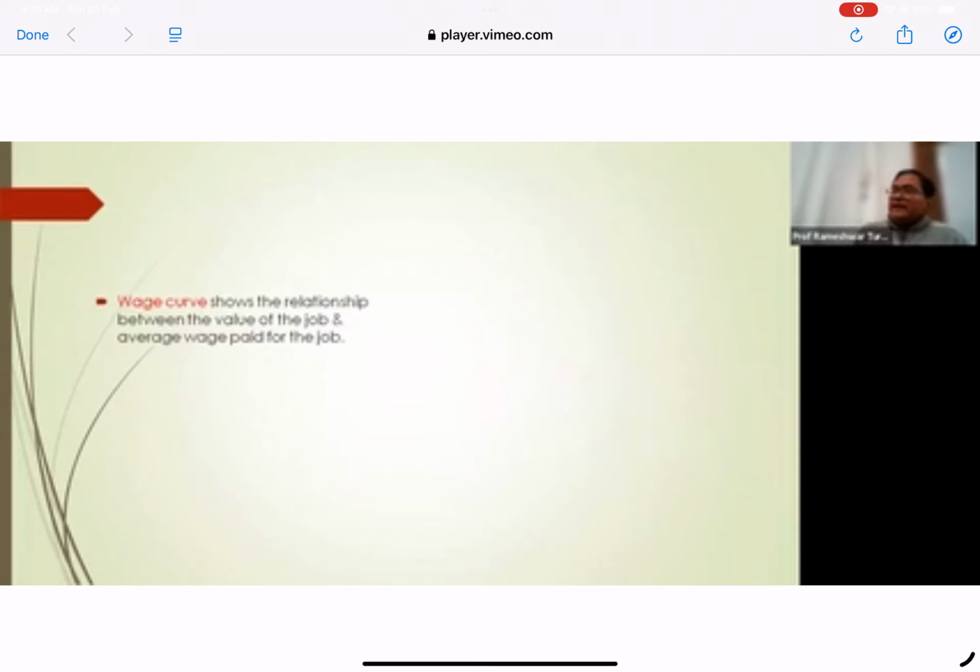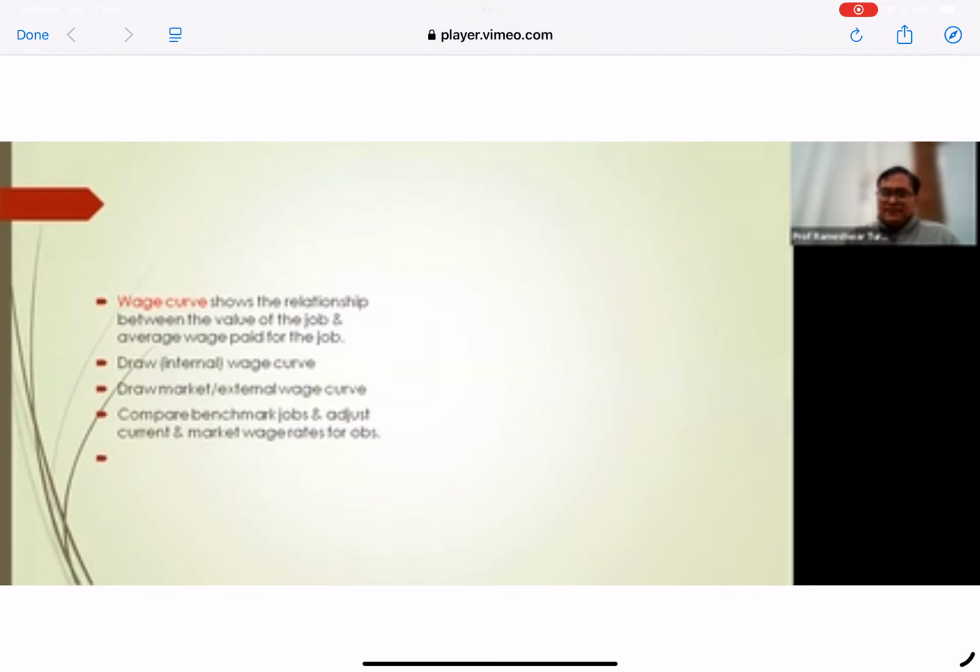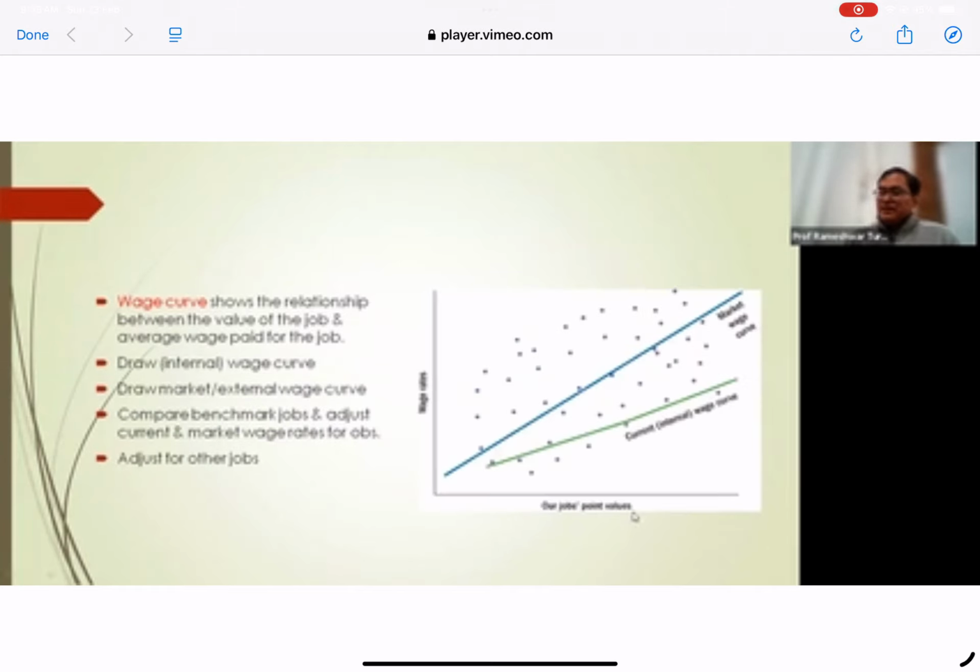Another thing that helps is the wage curve. A wage curve shows the relationship between the value of the job and the average wage paid for the job. For example, here is a wage curve. We use the job point values, for example, a point system. For each job, you will get some points. So for 10 points in that industry, how much is paid? That is the market wage rate. There is a curve. This is called the market wage rate.